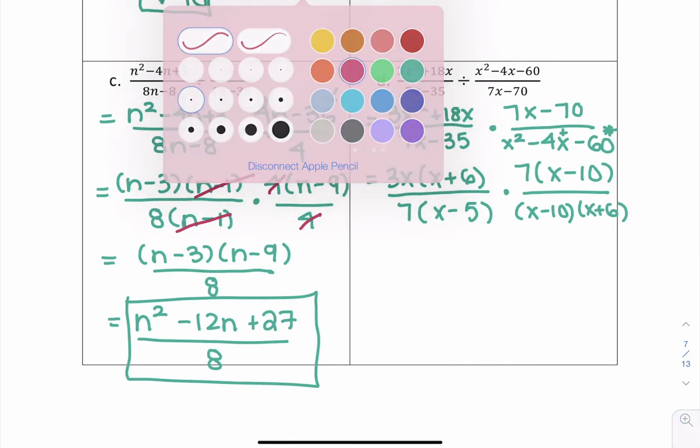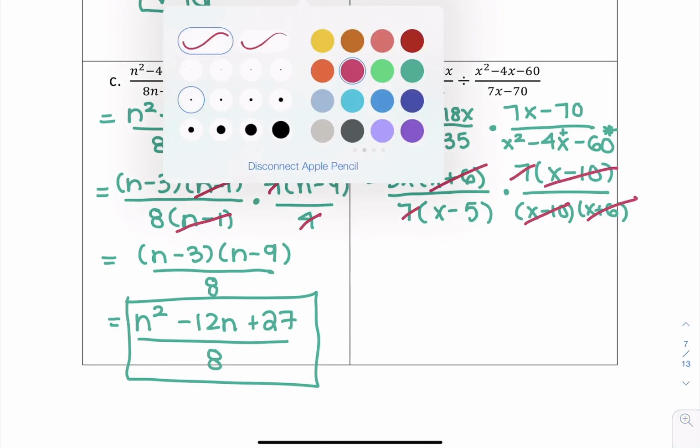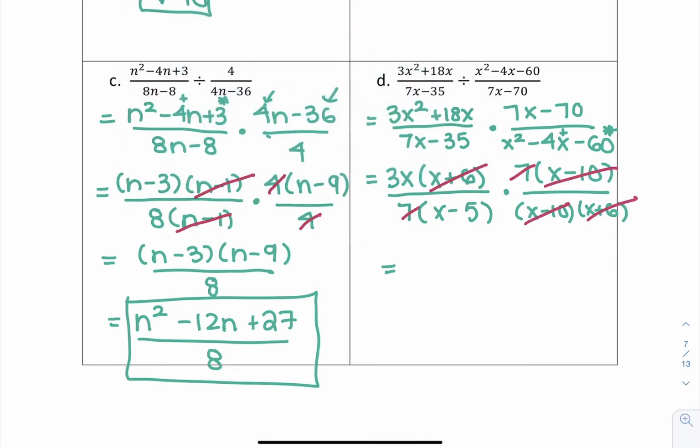Now we cancel as much as possible, so we're going to look, we'll see we have an x minus 10 and an x minus 10. We also have an x plus 6 and an x plus 6. We also have a 7 and a 7. So then in the end, we're left with 3x all over x minus 5.